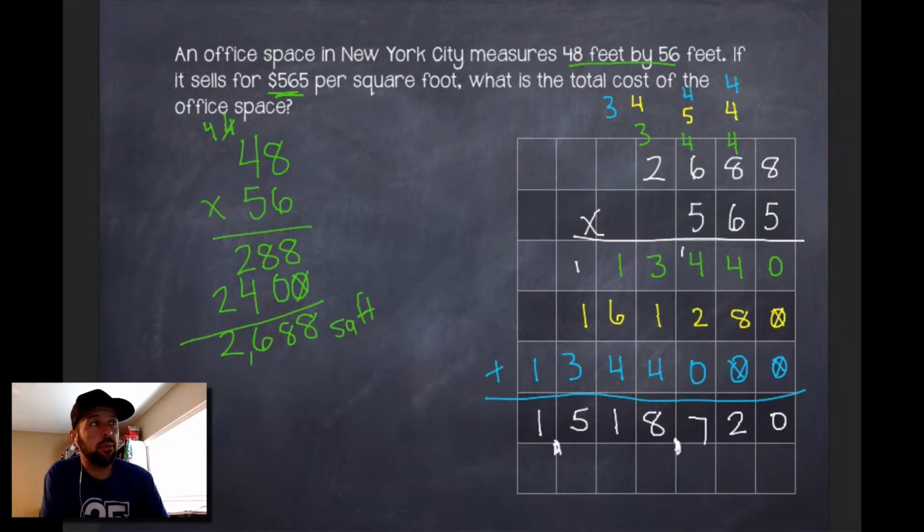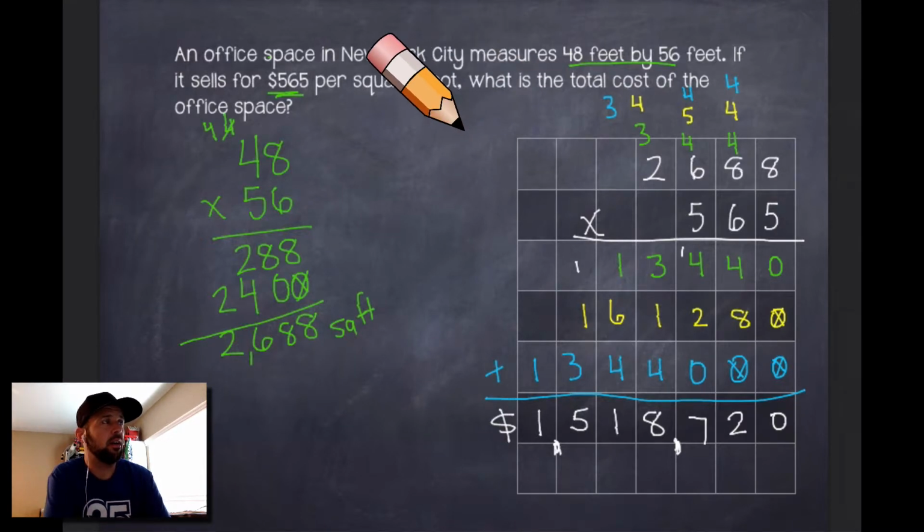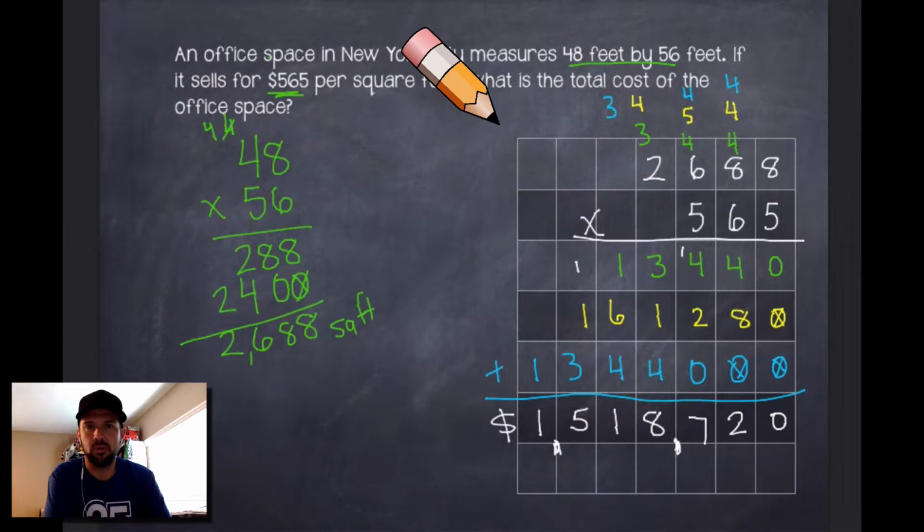Alright guys, so when I go through here and I multiply all these, and I use different colors, again, I kind of use two strategies here just to help me keep track of everything. When I multiplied through, I end up with a total of 1,518,720. So that's how much it's going to cost for that New York City office space, which is incredible. I guess I will not be purchasing an office space in New York City anytime soon, but that's okay. Pretty happy here where we're at.